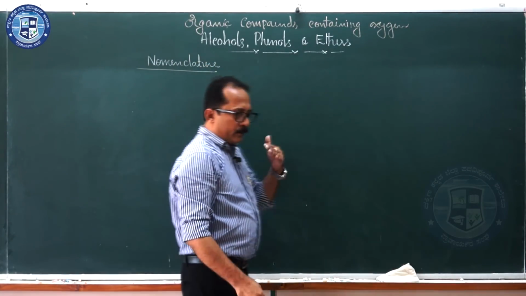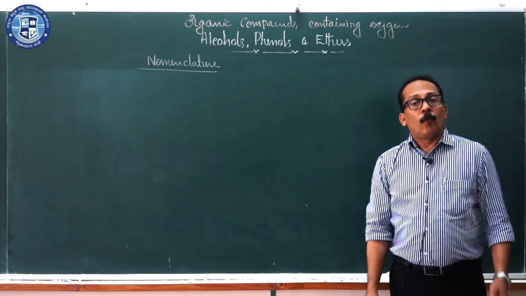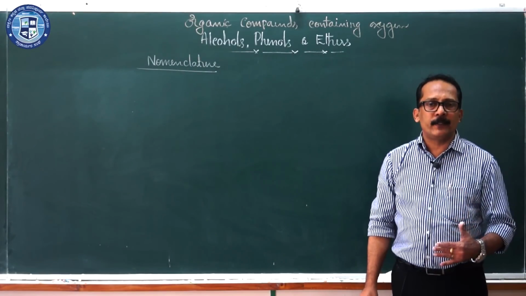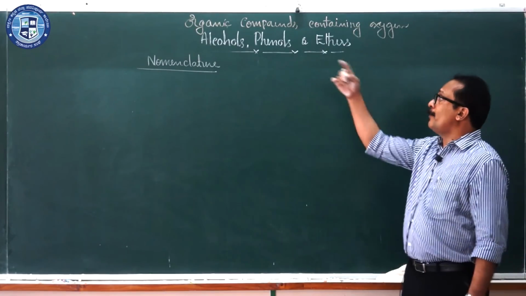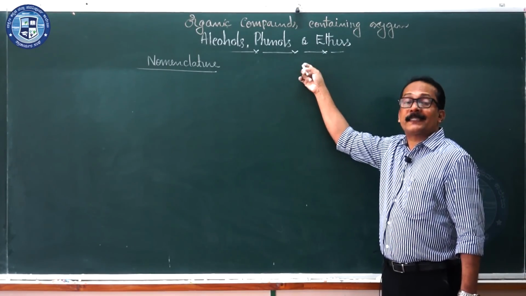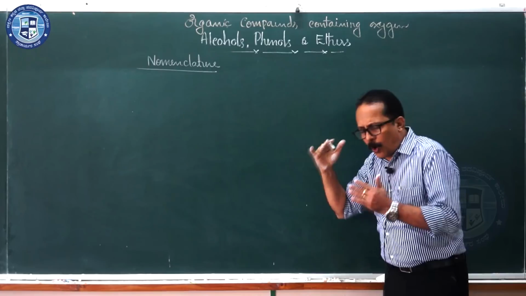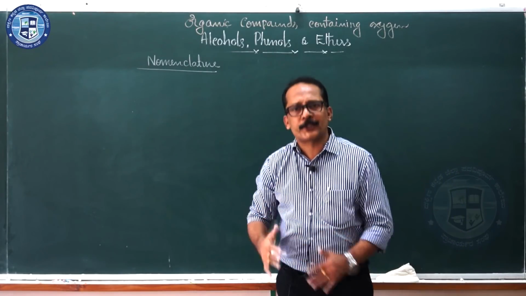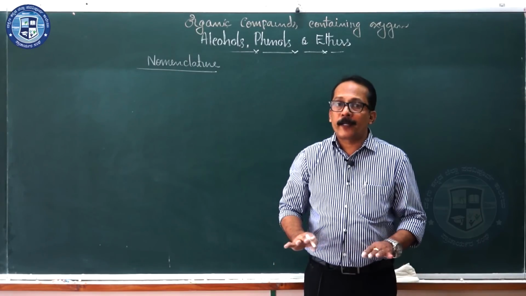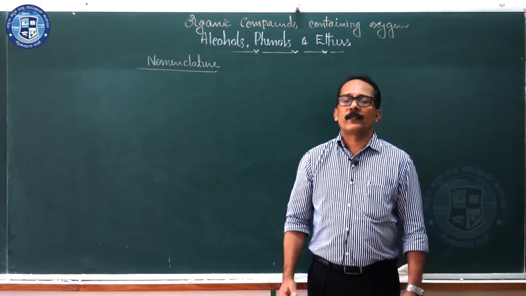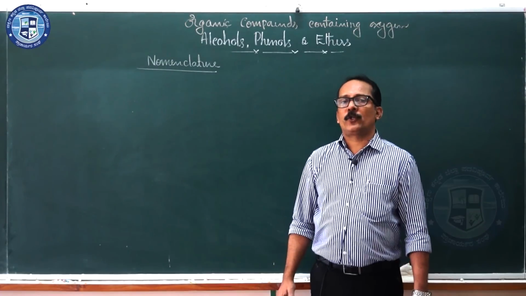So, dear students, this particular chapter in organic chemistry is very important for both board examination as well as all levels of competitive examination. The weightage for board examination is 7 marks from alcohols, phenols and ethers. And in almost all competitive examinations, there will be 1 or 2 questions from alcohols, phenols and ethers. Now, next, we will discuss the nomenclature of alcohols.